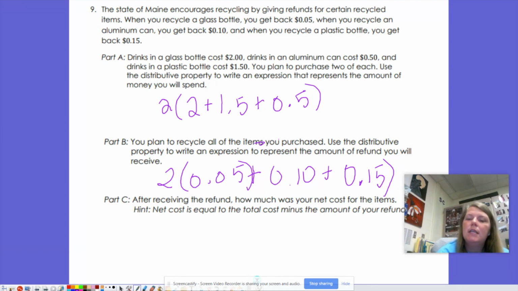And then part C, I want to know my net cost. So I want to know my total cost minus how much I'm getting back, my refund, and that'll give me my net. So if I solve that first problem, 2 times 4 would be $8 that I'm going to spend, minus I'm going to get back 60 cents. So my net cost would be $7.40 for all the items.